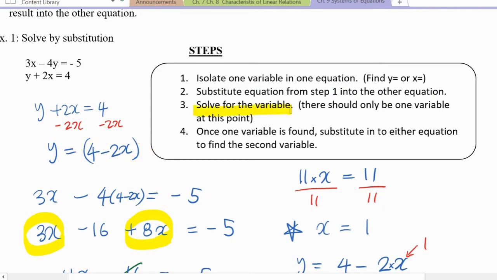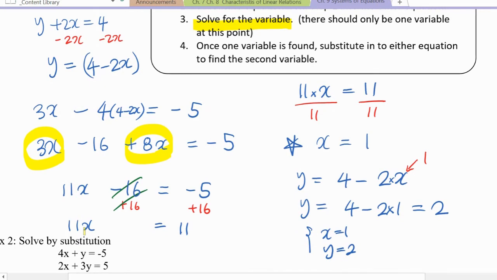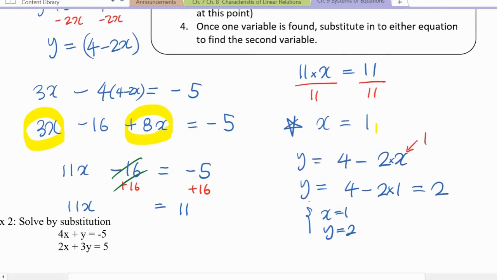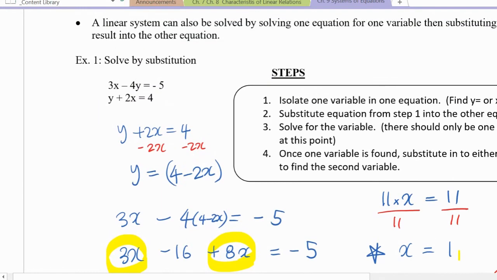Solve for the variable. So solve for the variable means find x, solve for x. Once one variable is found, once x is found, substitute into either equation to find the second variable. So I substitute x into one of those equations to find y. So this is your final answer, okay? So you always need to find both x and y because we have two variables and our goal is to find both x and y.